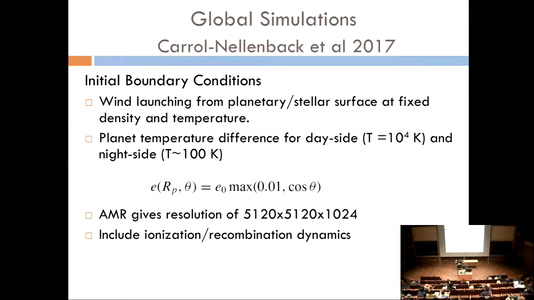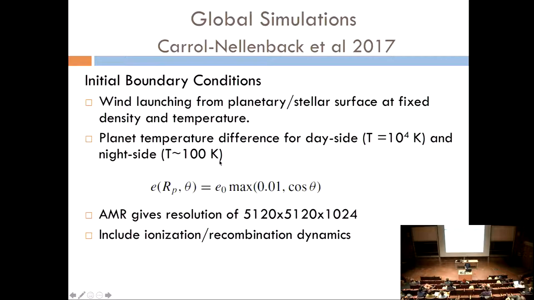Basically, we're going to push density and material from the planet out at a certain density and a temperature of 10,000 degrees and let it expand into a Parker wind. So we're using these wind-launching boundary conditions. To control the fact that only the day side of the planet is being photo-illuminated, we have a boundary condition such that the day side is set to a temperature of 10^4, and the night side is set to 100 degrees.